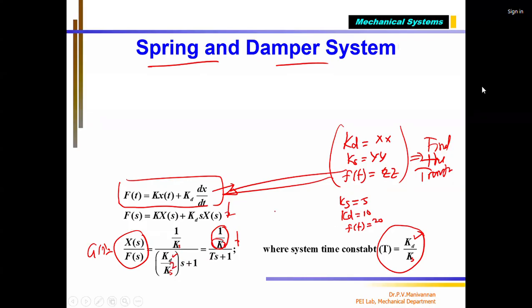Then what you will get is 1 divided by KS, KS already told you 5, divided by the time constant, which is 10 divided by 5, multiplied by s, this is the first term, plus 1. So you can say that this is 0.2 divided by 2s plus 1. This is my transfer function. Even if F of t is not given, you can get the transfer function.